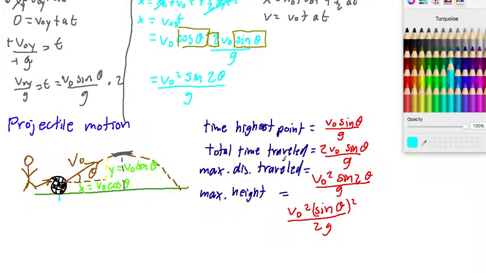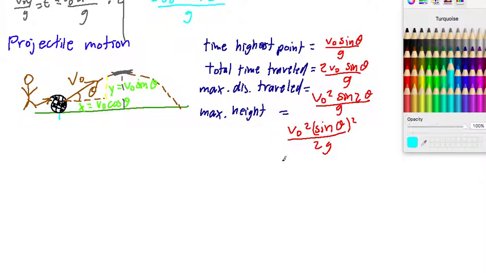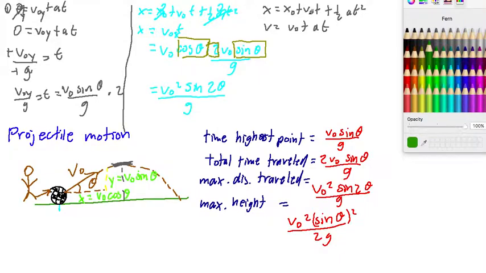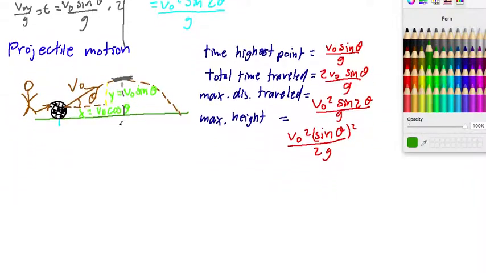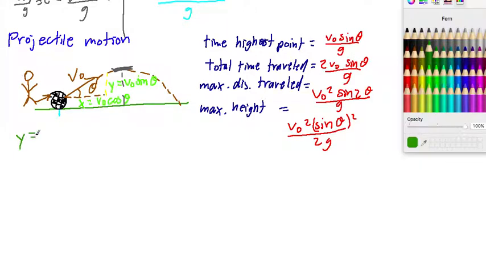And now for our last one, the maximum height. For the maximum height, that is at the highest point again. So we're going to use our first equation, except we're going to change it for the y-axis. So we're going to say y equals y naught plus v naught y over the y times t plus 1/2 at squared. Now, remember here this changes because of gravity, acceleration. So this ends up being negative 1/2 gt squared.